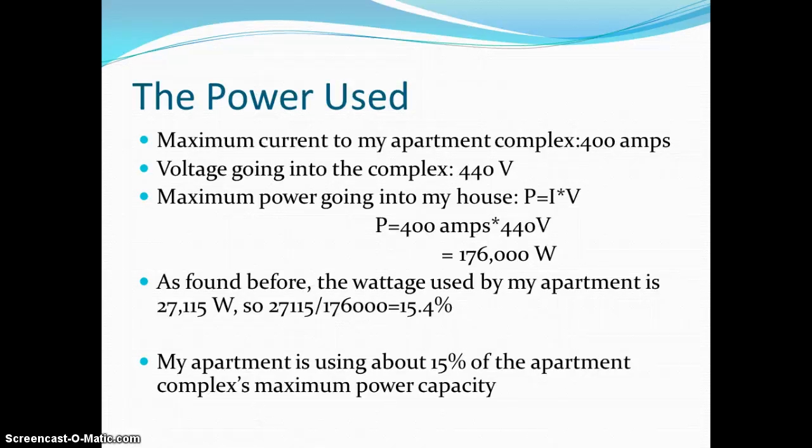So maximum power is going to be power equals current times voltage. So 400 times 440 is 176,000 watts. So we found the total wattage before to be 27,115. If you take what we use divided by the total possible, it comes out to 15.4%. So we're using about 15% of what the apartment complex can use at maximum power capacity, which should be about right since there's 6 apartments in my complex.